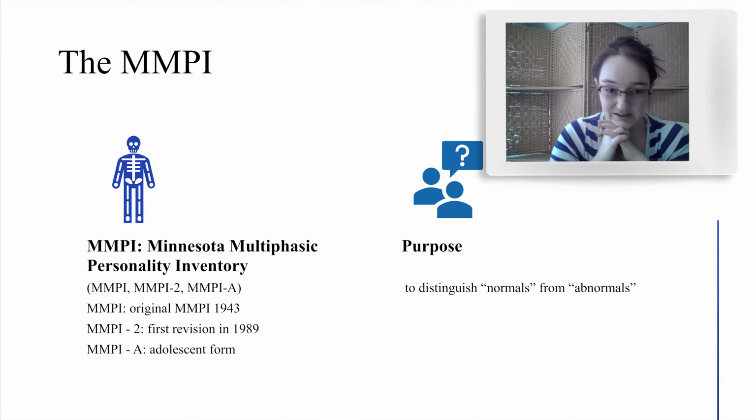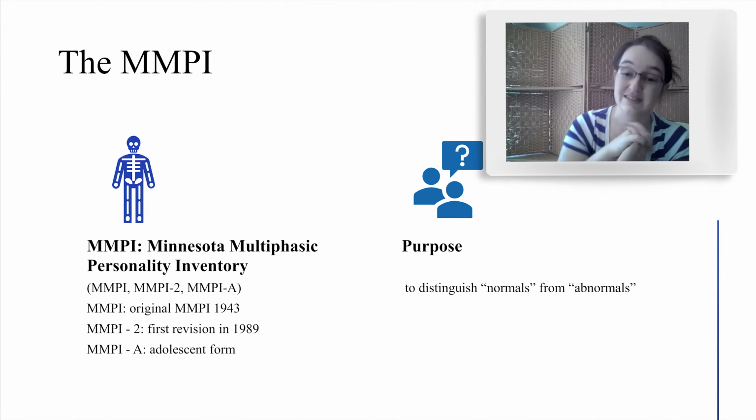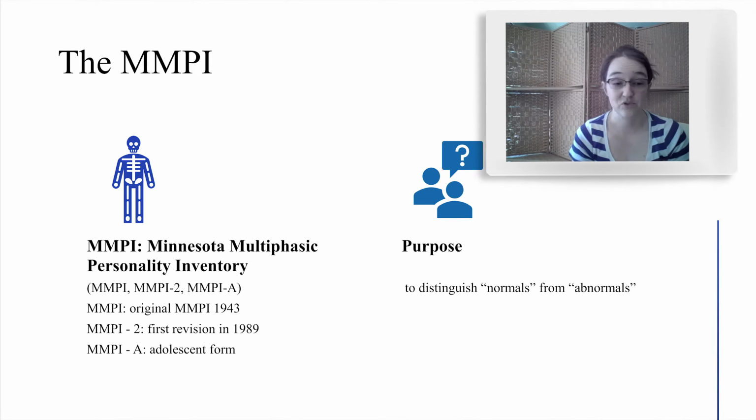So yeah, the original was 43. They revised it majorly in 89, and they also created an adolescent form, so the MMPI-A. We're going to talk about both the MMPI and the MMPI-2. And again, to remind you, the purpose was to distinguish abnormal individuals from normal individuals as defined by the clinicians.